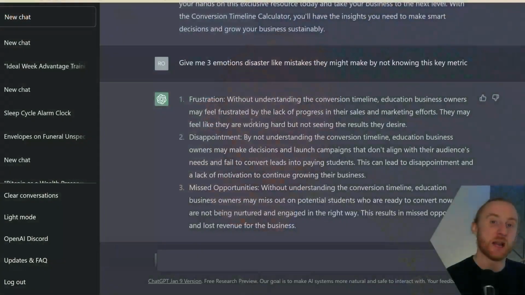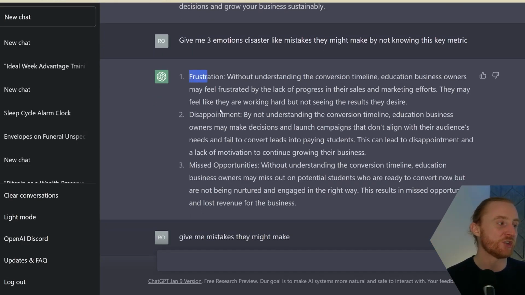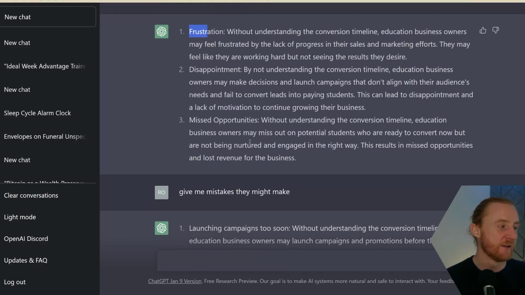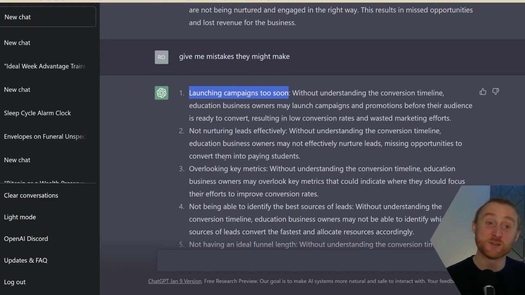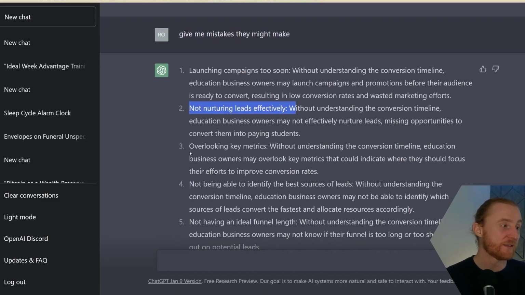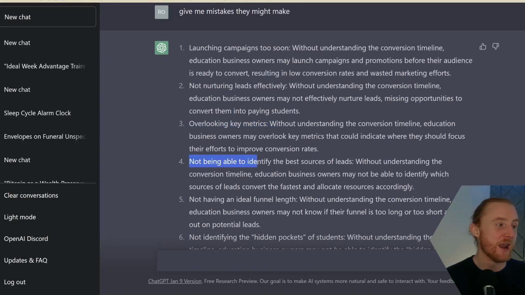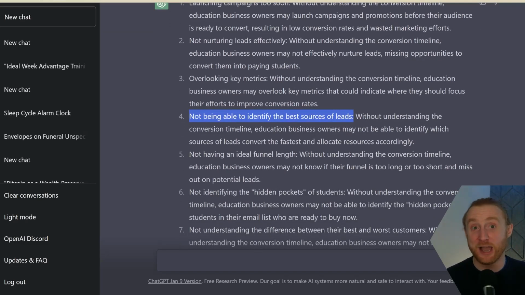Now, I'm not expecting it to nail the mistakes, but I am expecting it to give me ideas so I can go, oh yeah, those are the 3 that we will choose. So frustration, disappointment, missed opportunities, right? Give me the mistakes they might make. Launching campaigns too soon, not nurturing leads effectively, overlooking key metrics, not being able to identify the best sources of leads. And I was like, that is so true.